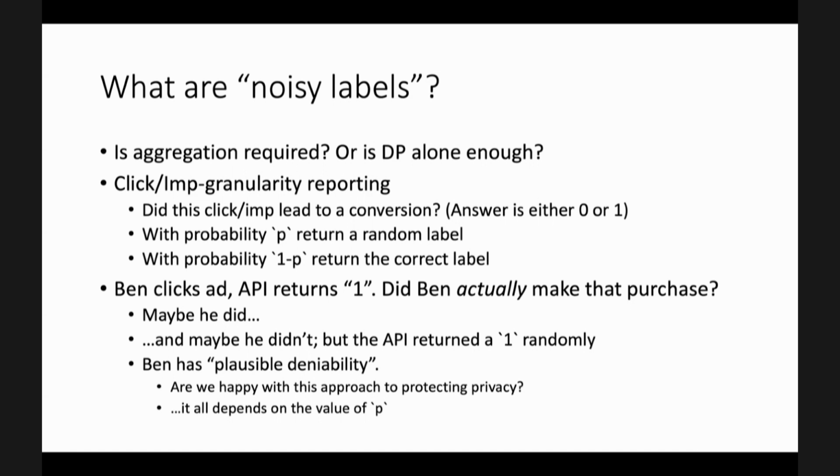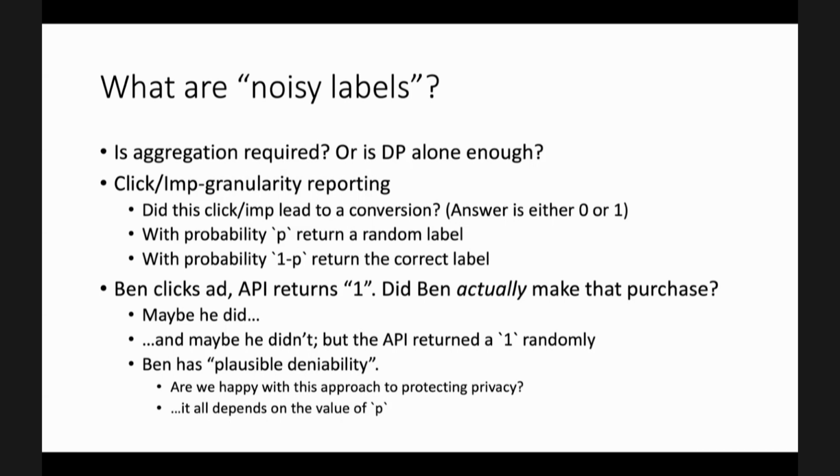So let's go through this. Let's say I click an ad, and then I go to some website where maybe I made a purchase. Now the API returns the number 1. What do you learn from it? Well, did Ben actually make that purchase? Maybe he did, and maybe he didn't. And that's what differential privacy sort of gives you here. It gives you what we would sort of characterize as plausible deniability. You can say nope, I didn't make that purchase, and no one can say that you're wrong. Like it's possible that the API rolled that random 10% and randomly returned a 1.